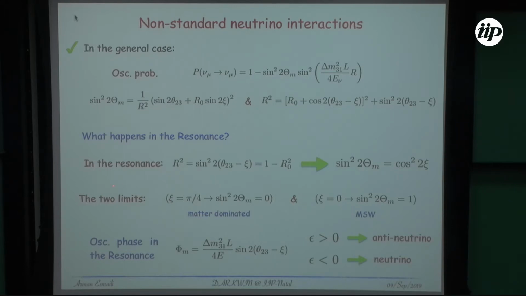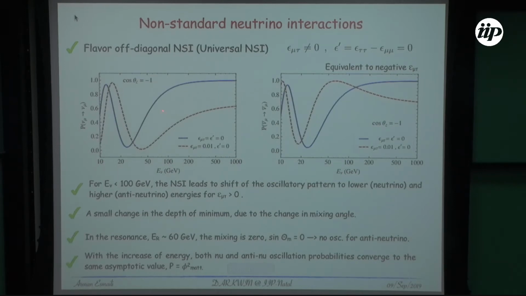So you can calculate what happens in the resonance. What happens in the resonance depends on the energy. If you are in the matter-dominated part, which is at high energy, the resonance that I told you about will kill any oscillation. If you are in the low energy part, the resonance will actually give you 100% oscillation. So let's look at the plots. Here you can see the blue line is the standard oscillation of the atmospheric neutrinos, and the red line is the oscillation in the presence of epsilon mu tau, for example 10 to the minus 2, and epsilon prime, which is the difference between mu mu and tau tau, equal to 0.